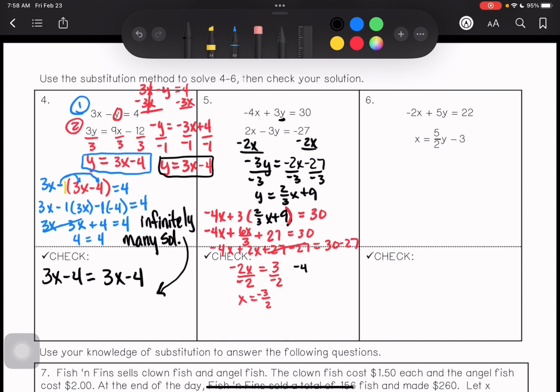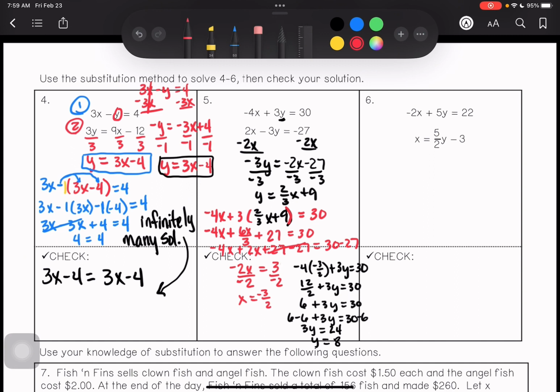Now I'm going to plug this x back into the original equation. So negative 4 times x plus 3y equals 30. When I multiply, that gives me 12 over 2 plus 3y equals 30. This is 6. So 6 plus 3y equals 30. Subtracting 6 from both sides gives me 3y equals 24. Therefore, y equals 8.